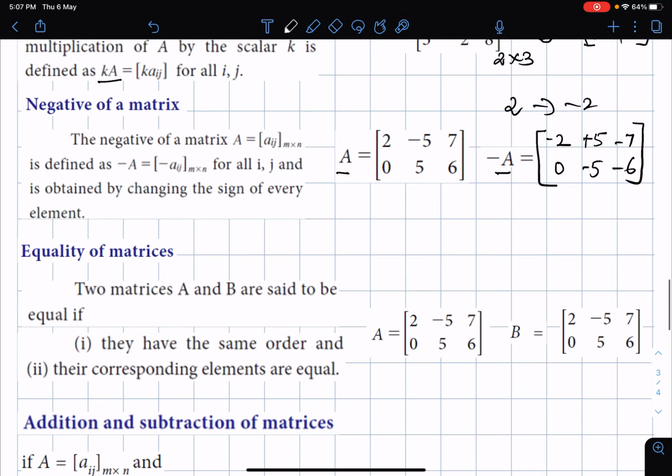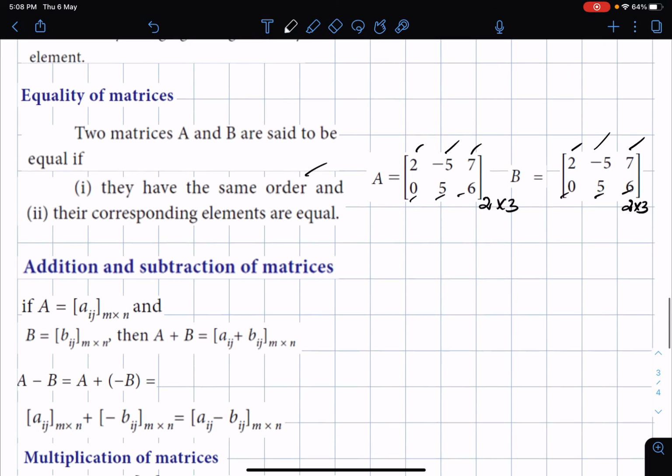Equality of matrices. When do we say two matrices are equal? Two matrices A and B are said to be equal if they have the same order and their corresponding elements are equal. So for order, how many rows? 2 rows, and how many columns? 3. Similarly here also 2 rows and 3 columns. Now first condition is okay. What is the second condition? Corresponding elements are equal. So first element is 2, second minus 5, 7, 7. Second row 0, 0, 5, 5, 6, 6. So here we can say A and B are equal.